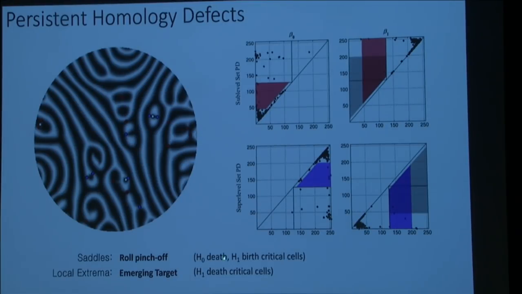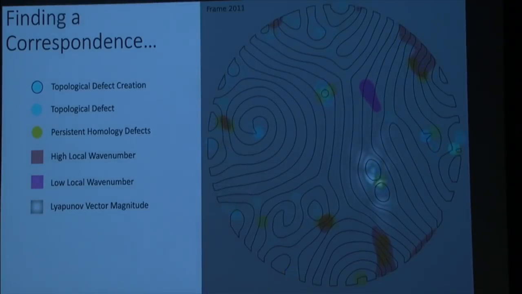So for a roll pinch-off, you would choose, well, what was that H0 death cell? As I go from bottom to top, it dies at a saddle point. As I go from H1 birth critical cell, top to bottom, I'm going to be born at a saddle point, and I want to pick that off in this gray region here. And then same for the roll pinch-offs. So now we've got a collection of additional points of interest that we might want to take a look at.